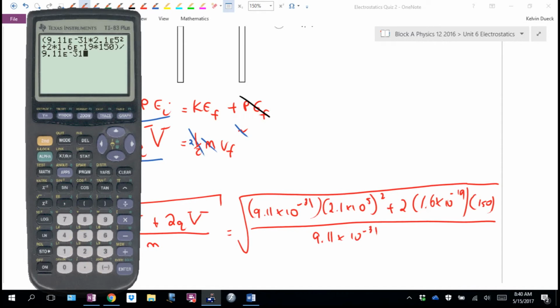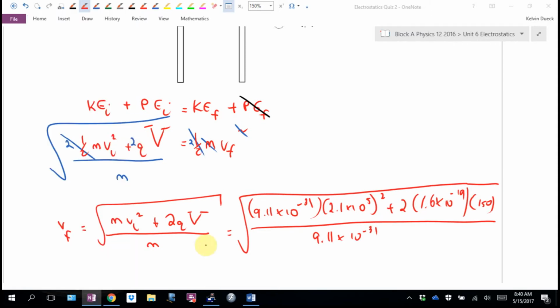Check for typos. mv squared plus 2qV all divided by m, and then we square root. You get 7.26 times 10 to the 6th.